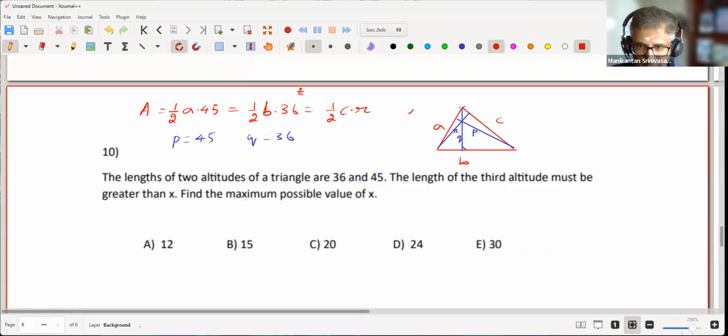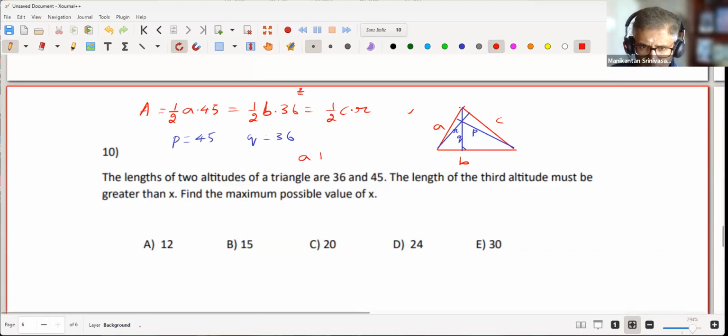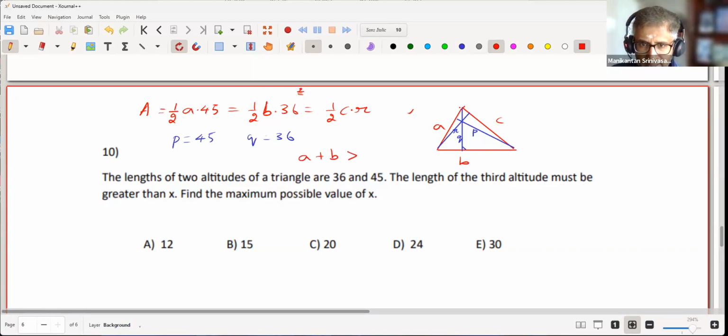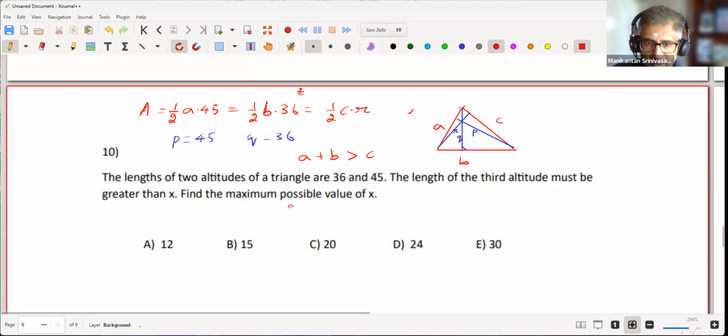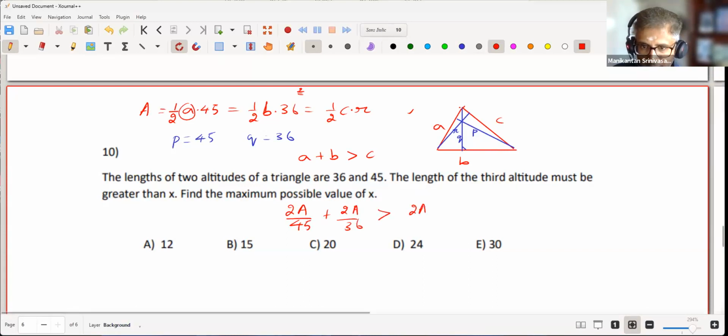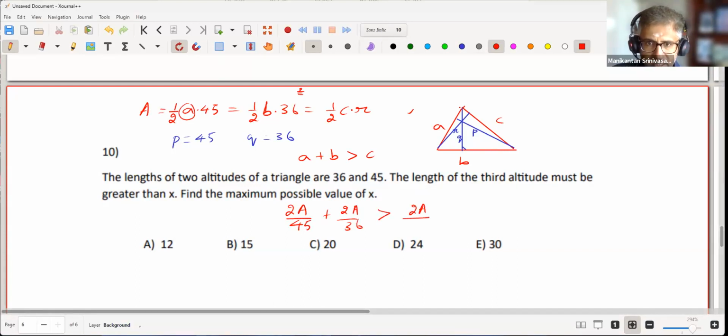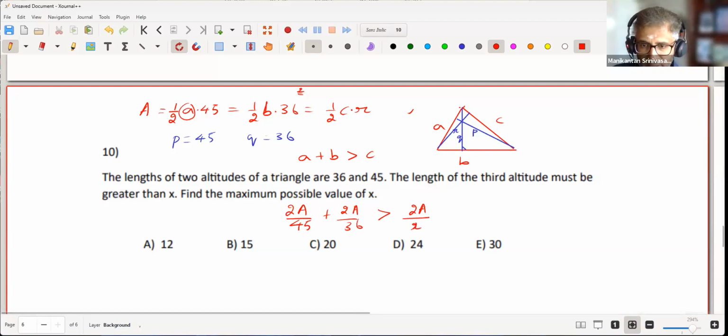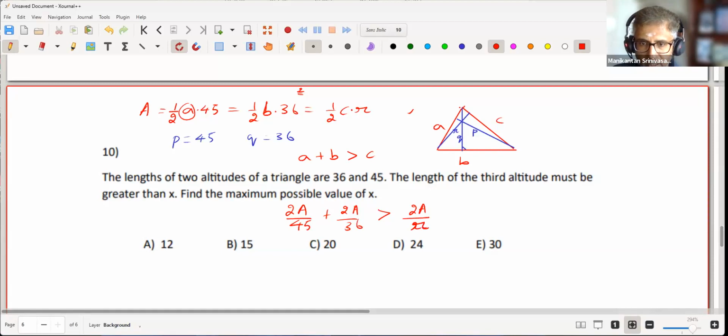Now, what is an important relation I can use in terms of triangles? The triangle inequality. The sum of two sides must exceed the third side. So A plus B must be longer than C. So 2A by 45, that's my A, plus 2A by 36 must be greater than 2A by R. R is the third altitude, right?